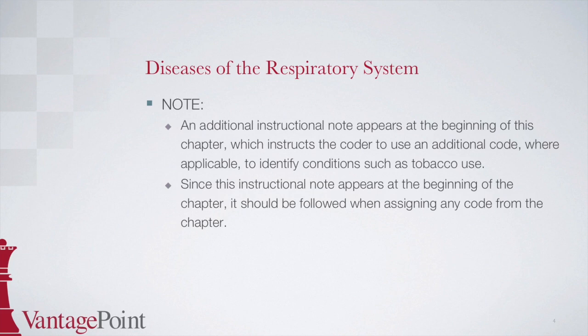Another note that applies to the entire chapter instructs the coder to use an additional code where applicable to identify conditions such as tobacco use. Therefore, any time documentation contains a respiratory condition, along with mention of either history of smoking or current smoker, the smoking code should be reported with the respiratory condition. This is important for public health tracking.